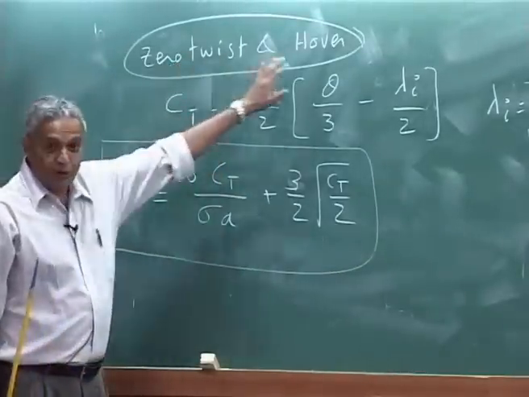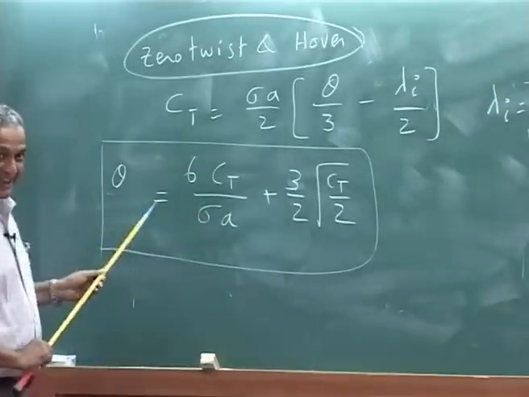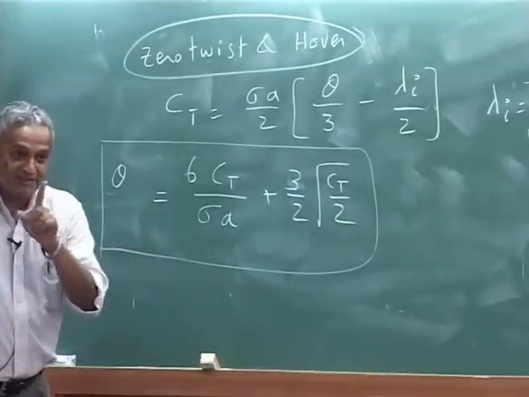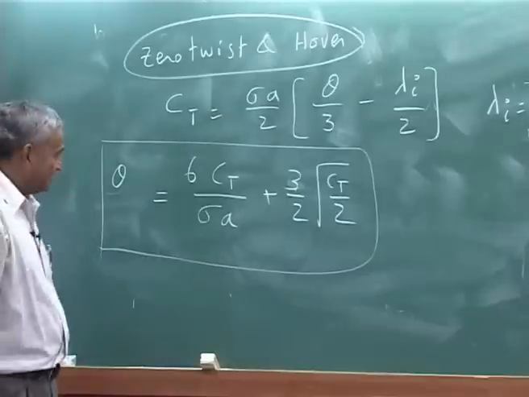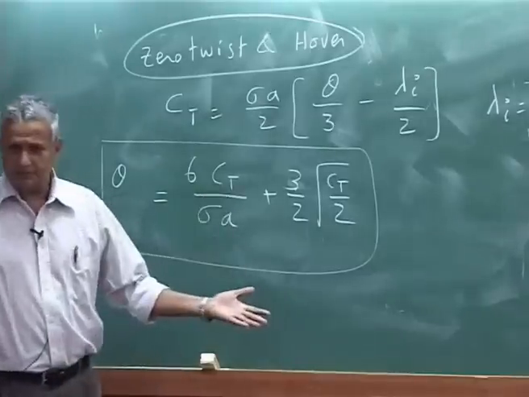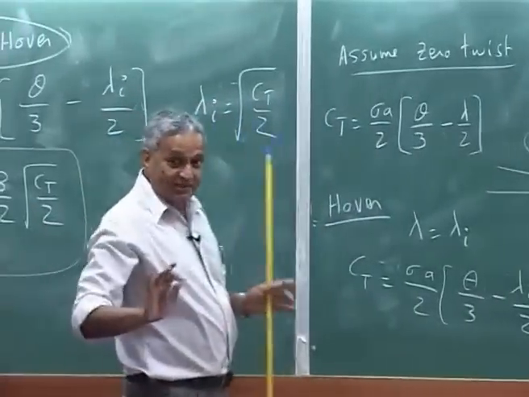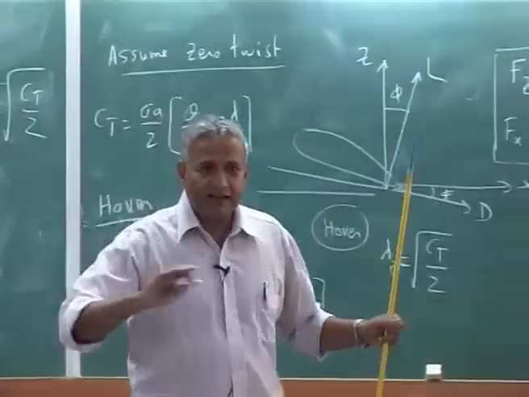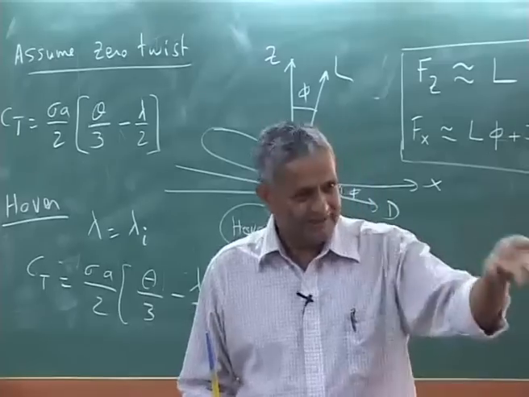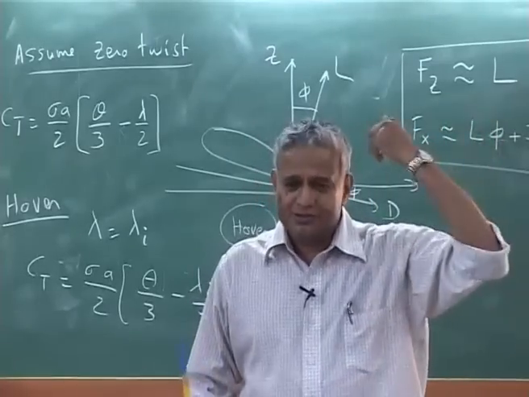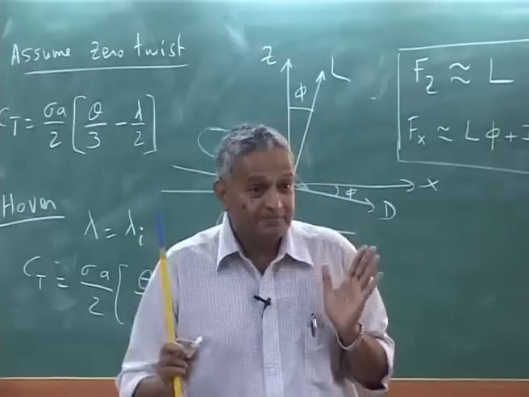Zero twist, hover. If I know the thrust coefficient, that means I know Ct, because that is the weight of the helicopter. Sometimes people say weight coefficient. Basically weight is supported by the thrust, so thrust coefficient is equal to weight coefficient, Ct equal to Cw.